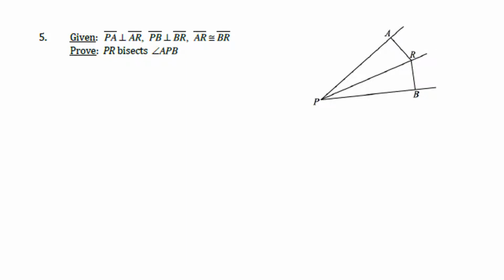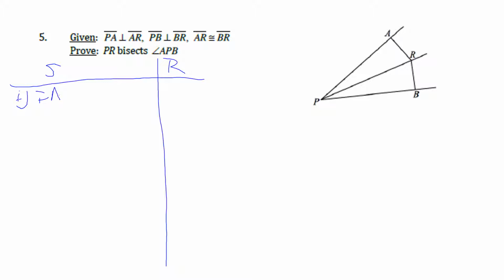All right, here we go with lesson 5, number 5. And I'm just going to do S and R for my statements and reasons today. And you're going to write out all of the statements and reasons. And my first statement is that PA is perpendicular to AR.